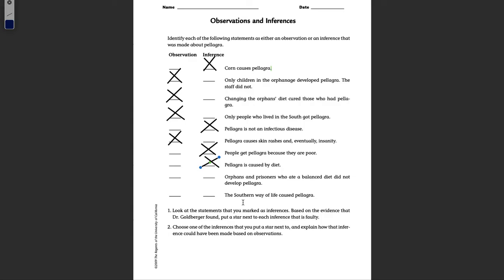All right, statement number 9. Orphans and prisoners who ate a balanced diet did not develop pellagra. This is something that Dr. Goldberger was able to see directly because this was part of his clinical trial. He saw that switching up the diet helped these orphans and prisoners become cured from pellagra. So he saw this directly, so that would be an observation.